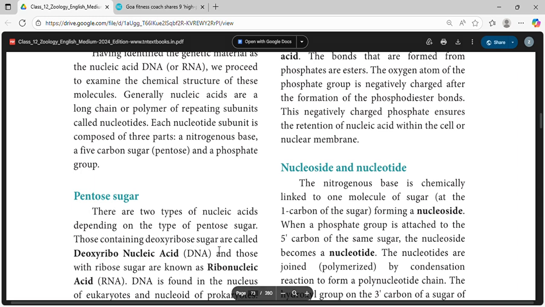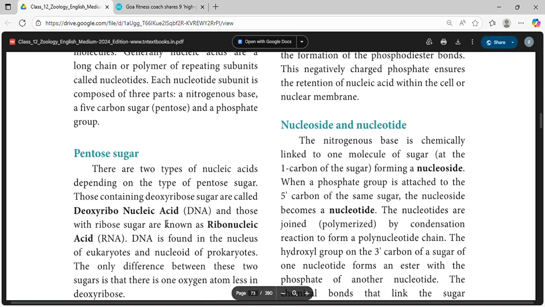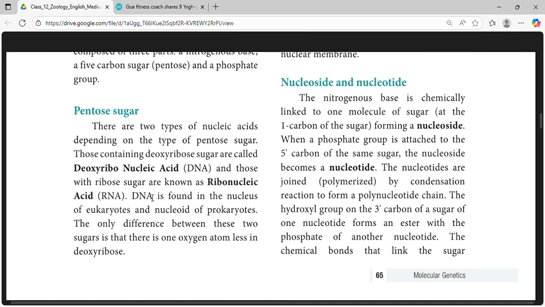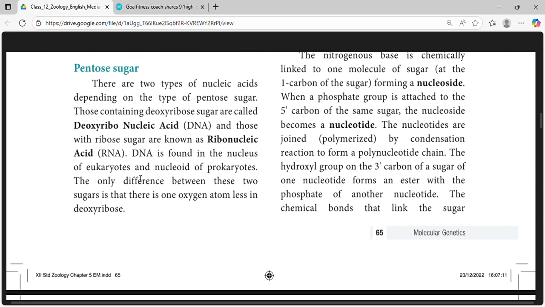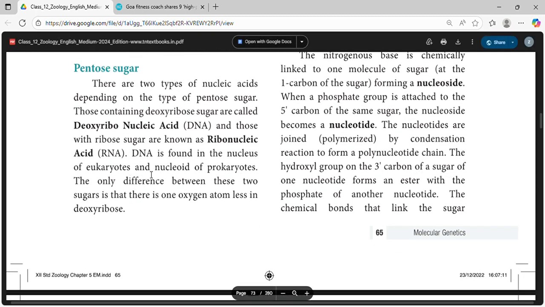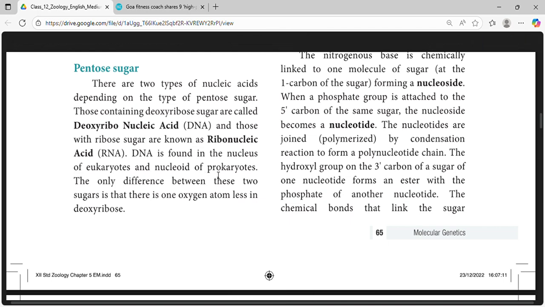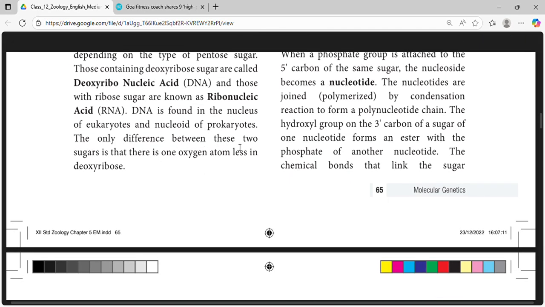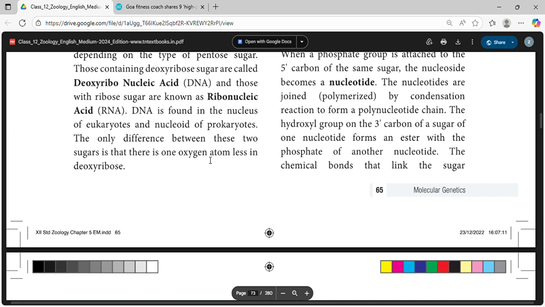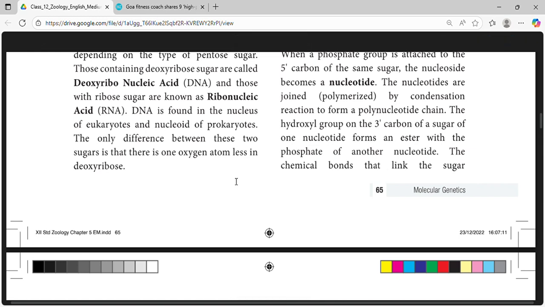Those containing deoxyribose sugar are called deoxyribonucleic acid, and those with ribose sugar are called ribonucleic acid. DNA is found in the nucleus of eukaryotes and the nucleoid of prokaryotes. The only difference between those two sugars is that there is one oxygen atom less in deoxyribose.